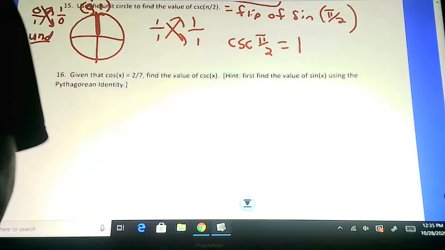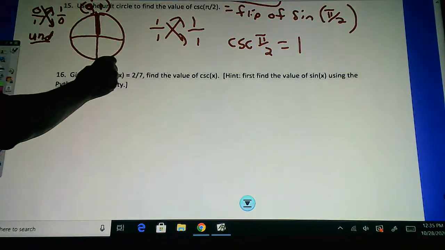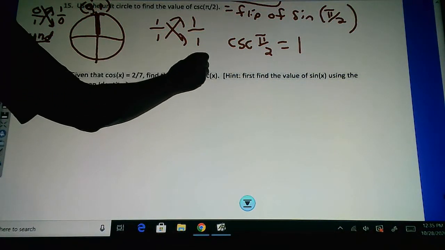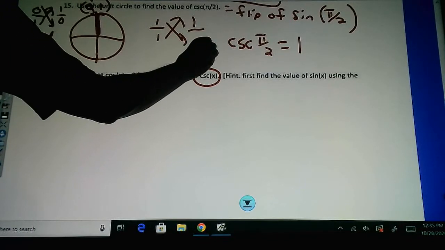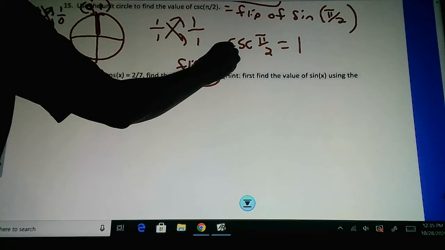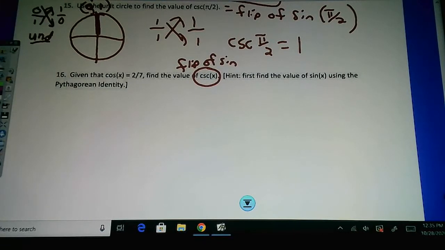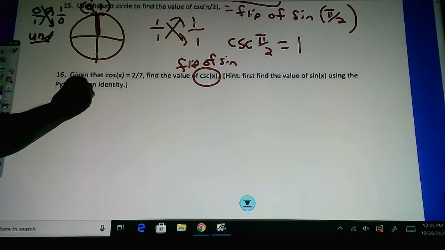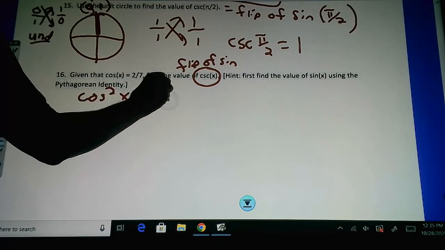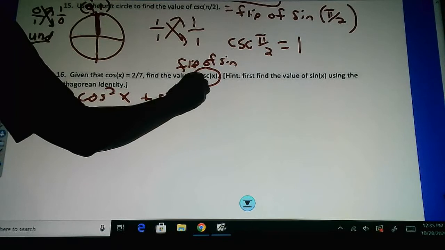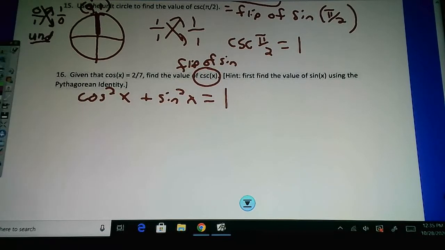All right, I think this is our last one. Cosine is 2/7. Find the value of cosecant. So the hint here is that you have to find sine first. You have to remember that cosecant is the flip of sine, so you need to find sine first. So go back to that all-important Pythagorean identity. It's the most important rule in this class, and it's very important in calculus as well.